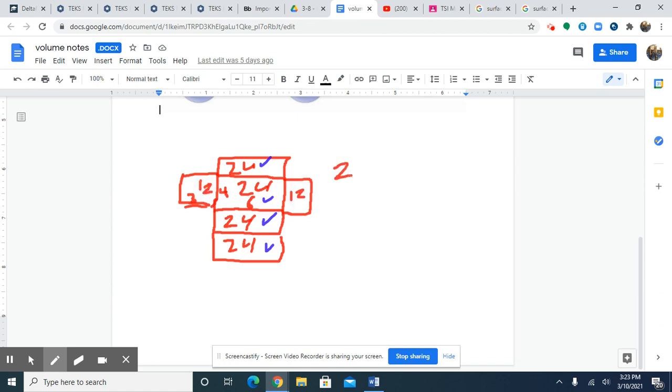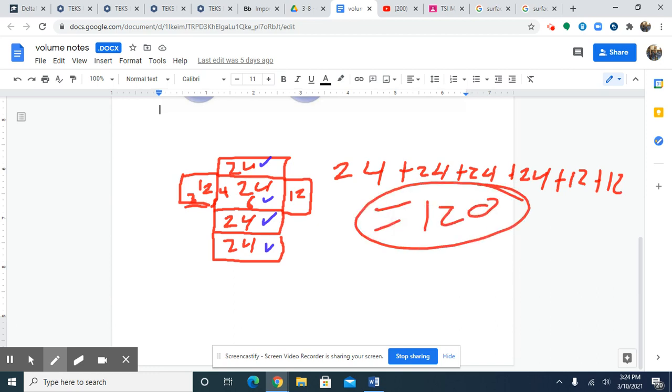So we have a total of 24 plus 24 plus 24 plus 24 plus 12 plus 12. And again, these are the areas of all of the shapes that make up a rectangular prism. So adding all these together, we have a total of 120.